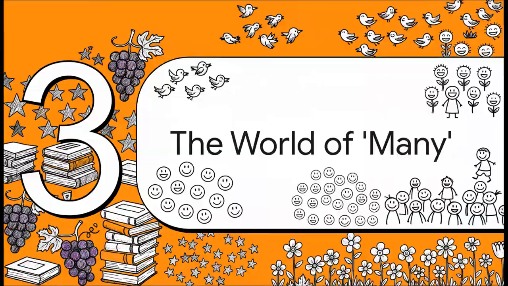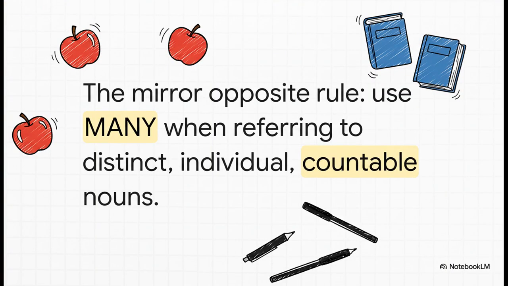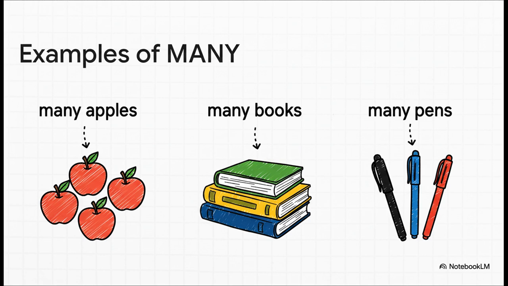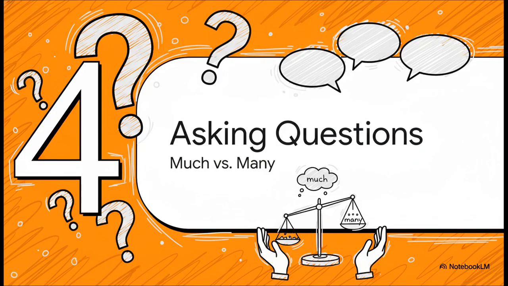Okay, so now let's pop over to the other side of the coin and give many the same treatment. And no surprises here, the rule for many is the exact opposite. You're going to use many whenever you're talking about things that are separate, individual items that you can actually count. The examples prove it, right? We can count apples, so we say many apples. We can count books, so it's many books. We can count pens, many pens. It all comes back to that super simple idea. Can you count them one by one?